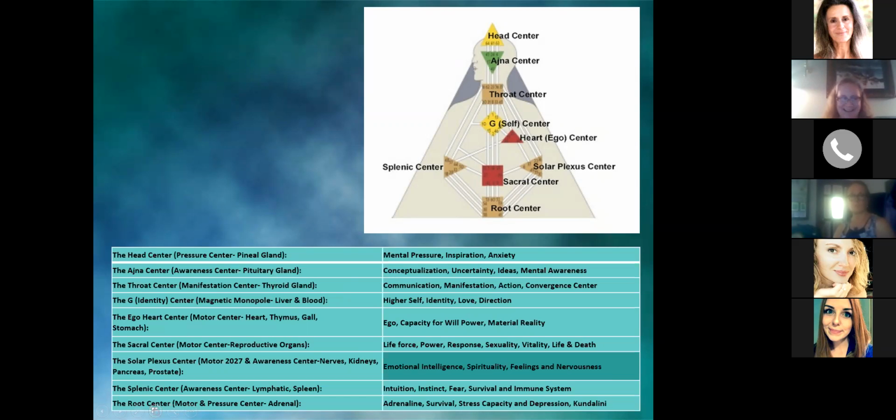Go figure. The splenic center was where we were at previously, and this is also an awareness center. It rules the lymphatic system and the spleen, obviously, or maybe not so obviously, but yes, it does. And intuition, instinct, fear, survival. It's our survival mechanism based on fear. Don't go out in the dark because that's where the monsters are, that kind of thing. Survival and your immune system, which will help you survive. So these kinds of things make sense, right?